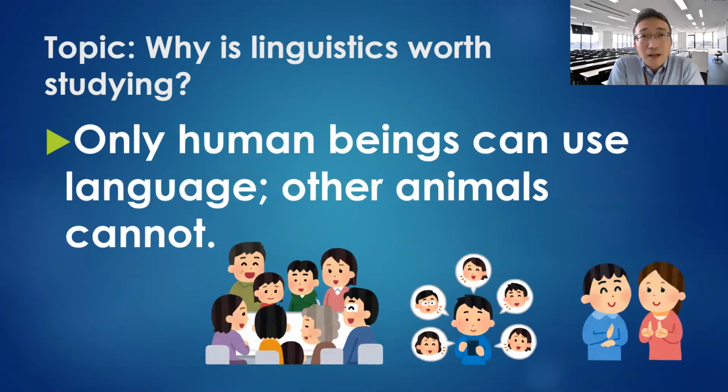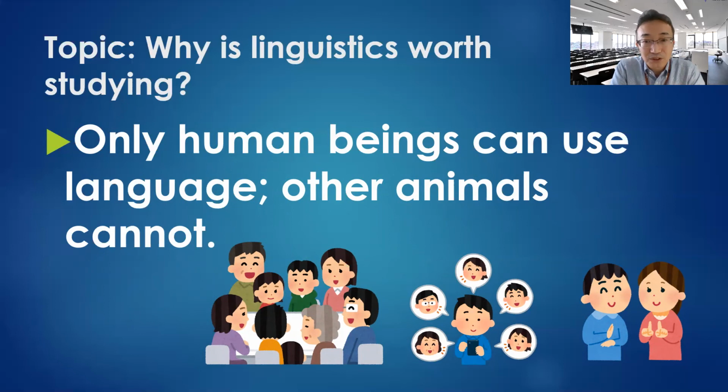So, I want to stress the fact that only human beings can use language. Other animals cannot. For example, when the family members gather together, then we always talk about what happened or what is going on around each one of the family members these days. That's how communication goes in normal and daily setting. Okay, communication, or I should say, verbal communication is always there when we gather together.